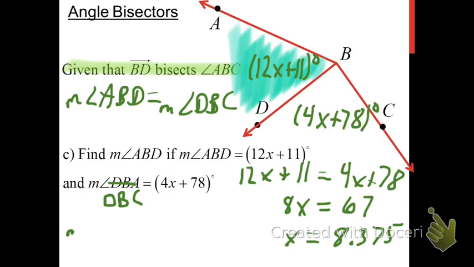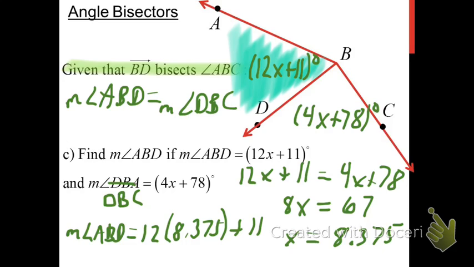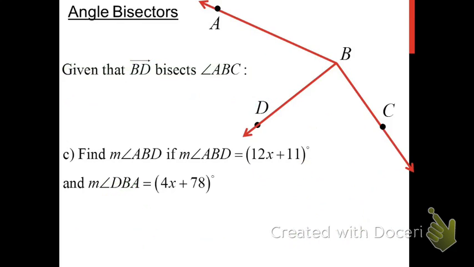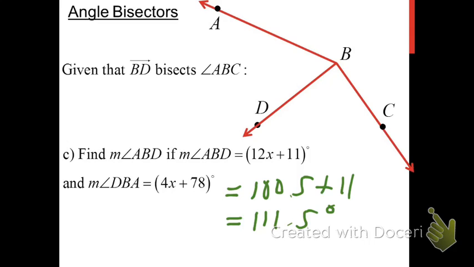Alright, then the measure of angle ABD is going to be 12 times 8.375 plus 11, which is equal to 100.5 plus 11, so 111.5 degrees. And if you test with the 4x plus 78, you're going to find that 4 times 8.375 plus 78 is also 111.5. And so we can verify then that these two angles had the same measure and they were congruent to one another. Confirms the angle bisector.